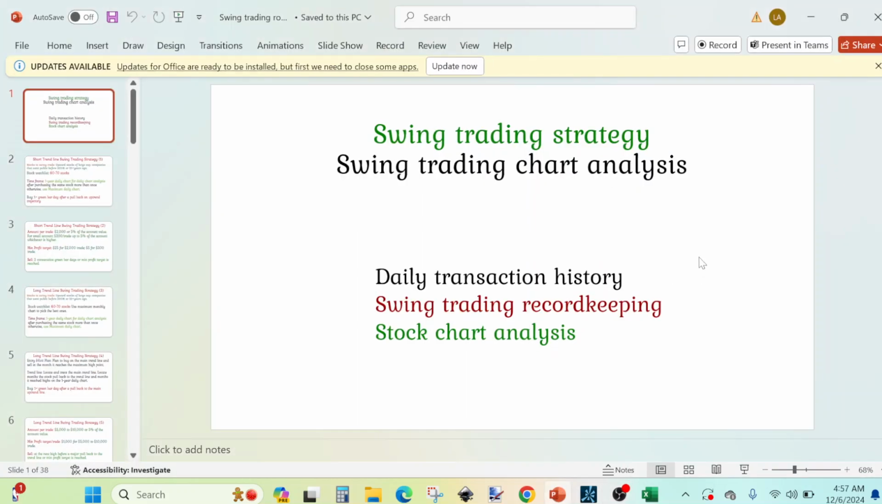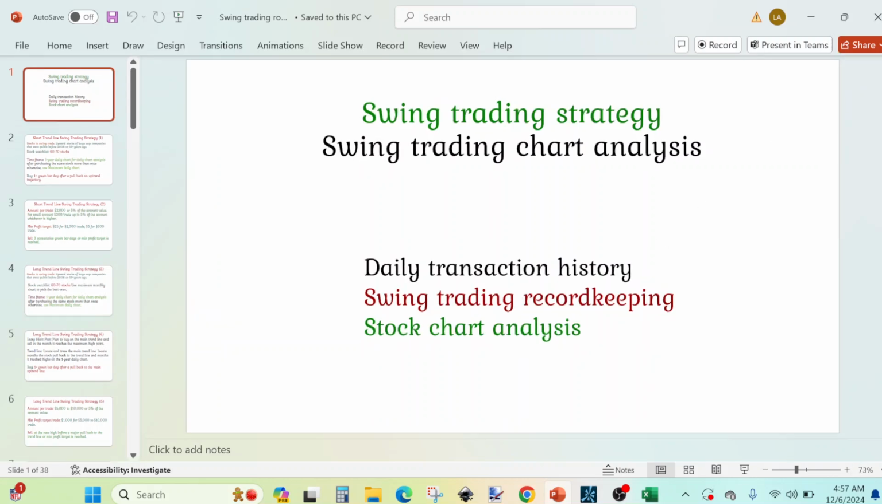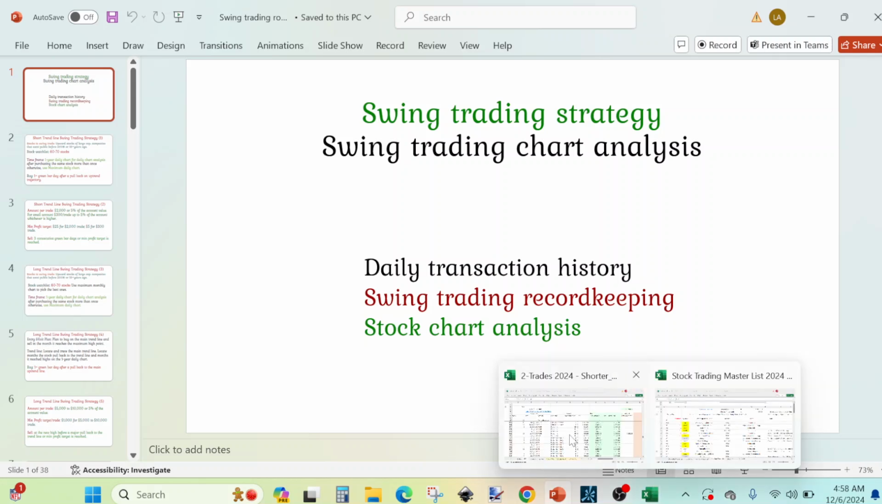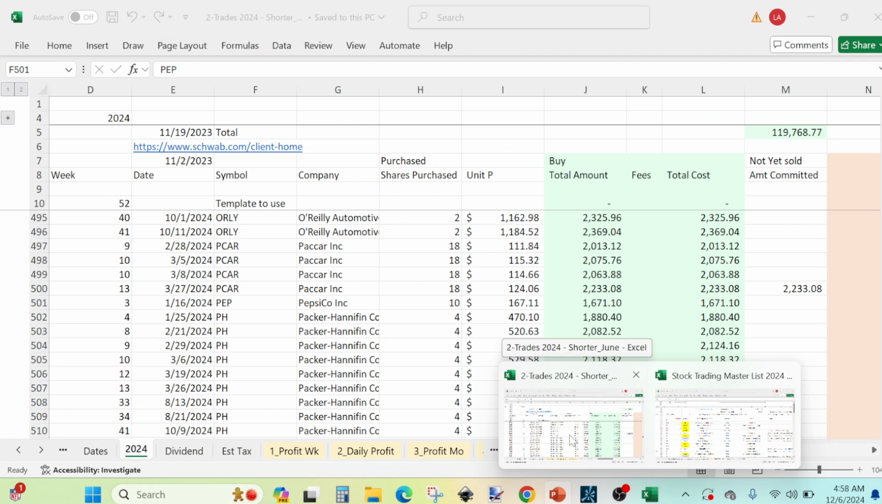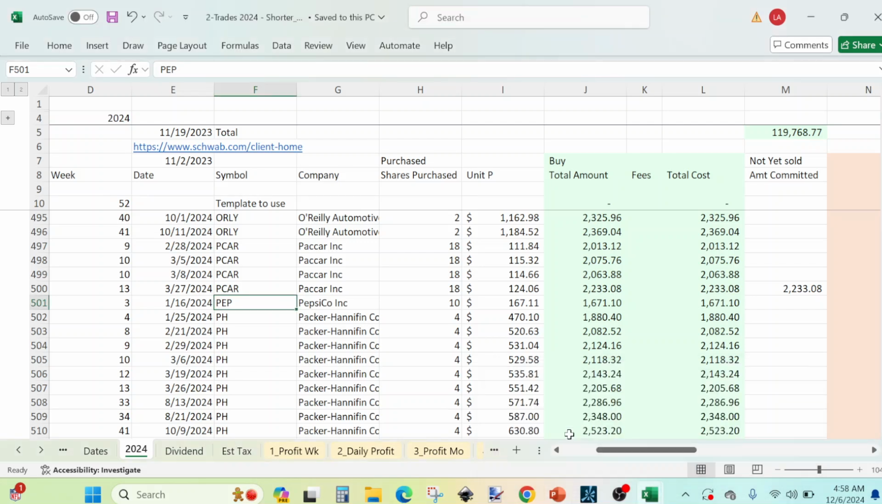Hello, swing trading strategy, swing trading chart analysis. So if you are swing trading, it is good to pull your daily swing trading transactions from your brokerage account, do your record keeping, and then analyze the chart to see if you can find some stocks for the next day. For today, December 6, 2024, we didn't sell anything yesterday.